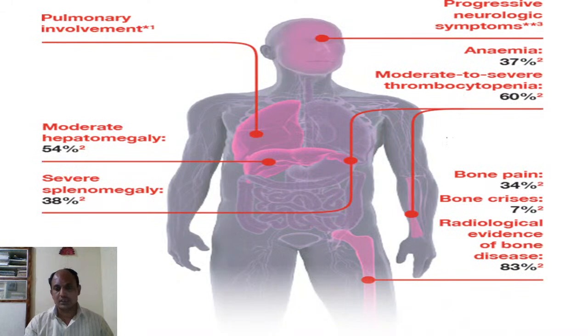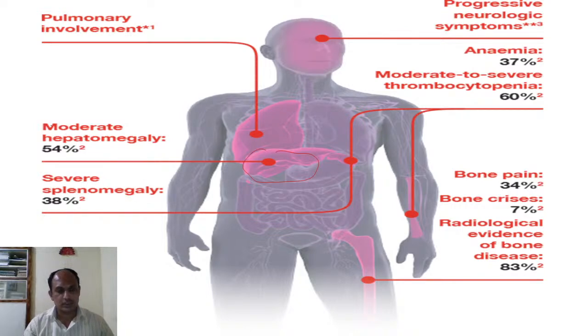Now see, these are again other symptoms in adults. There is involvement of the pulmonary system. Later on there is a moderate hepatomegaly, that is nothing but the swelling of the liver. So this is the liver, and these are the lungs, related to the pulmonary system. Then there is splenomegaly, that is nothing but the swelling of the spleen.